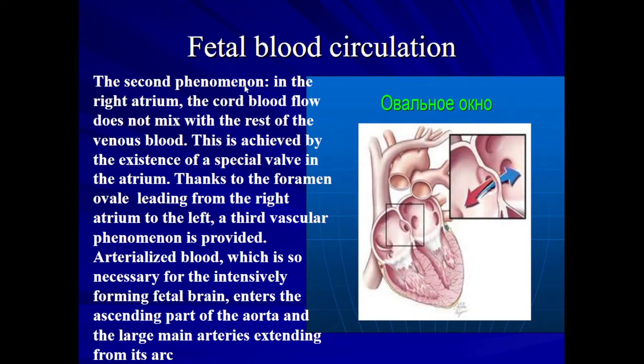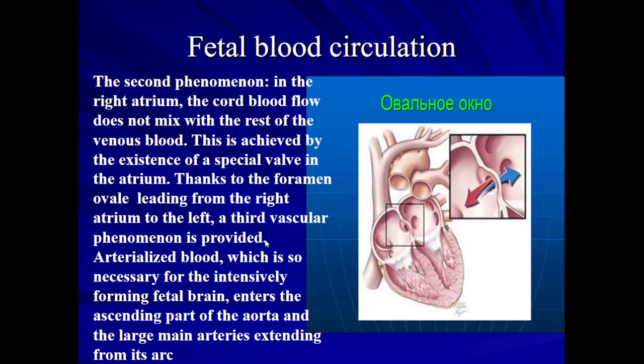The second phenomenon: in the right atrium, the cord blood flow does not mix with the rest of the venous blood. This is achieved by a special valve in the atrium, thanks to the foramen ovale leading from the right atrium to the left.